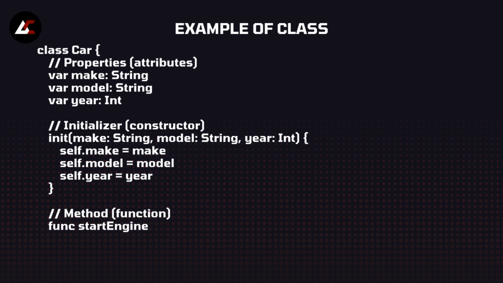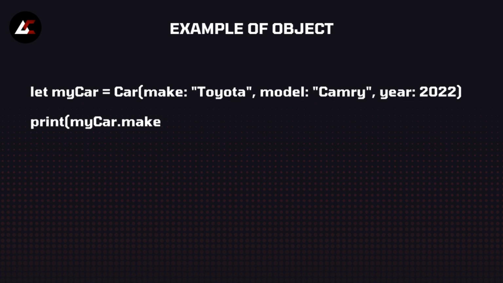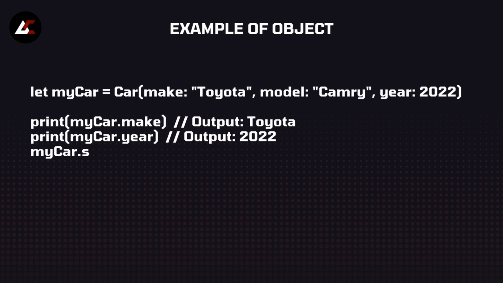startEngine is a method of the Car class. When called, it prints a message indicating that the engine has started. This code defines a blueprint for creating car objects in Swift, where each car has specific attributes like make, model, year, and can perform actions with the startEngine function.